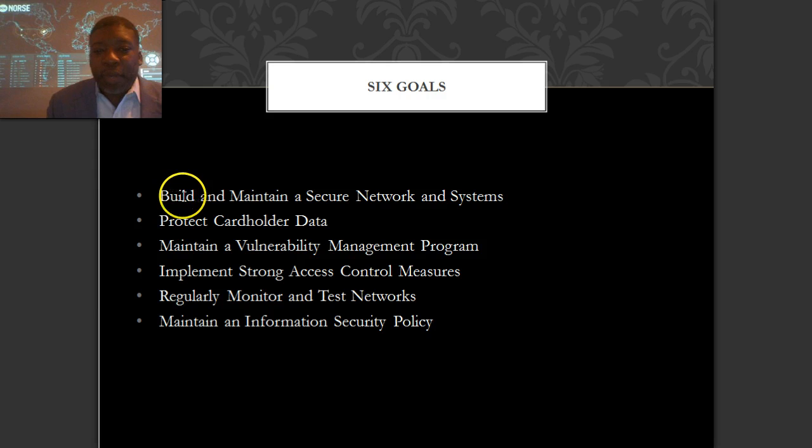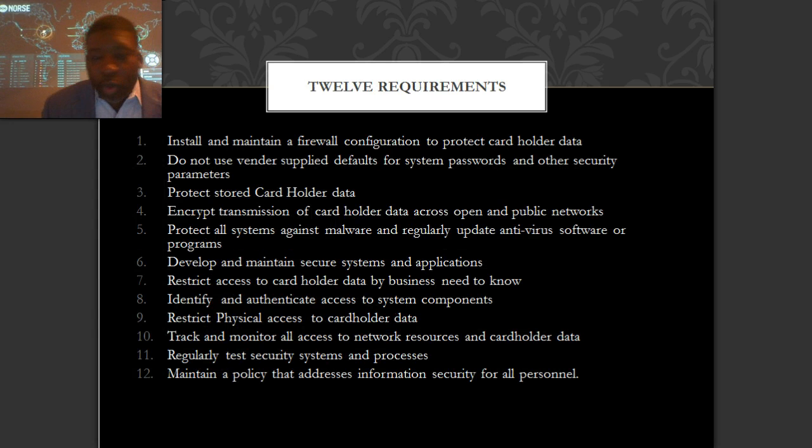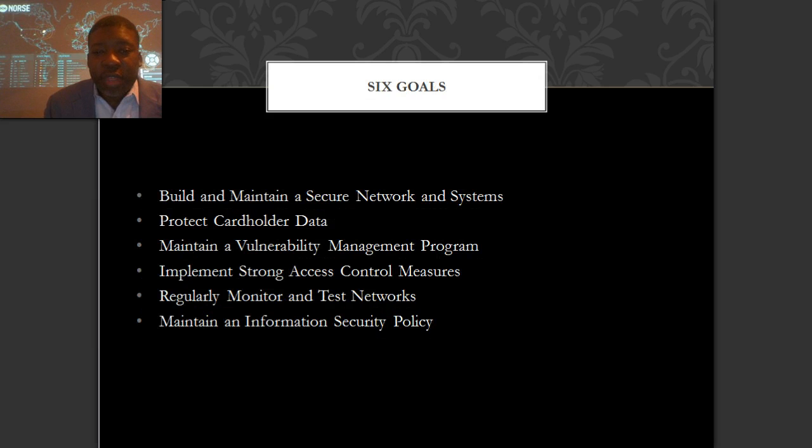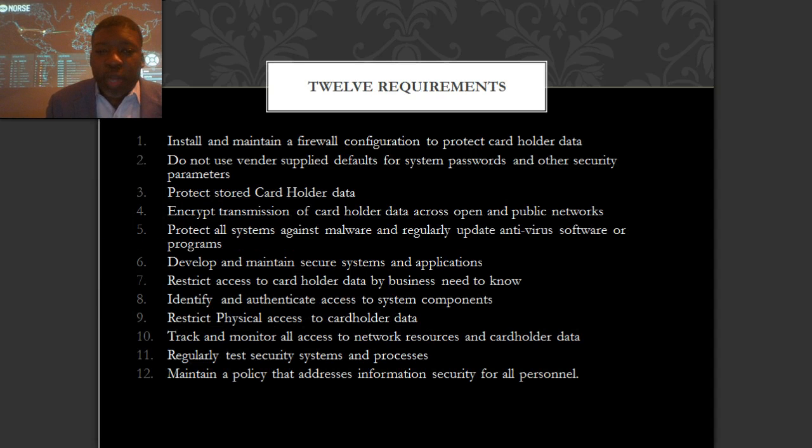So this first one, build and maintain a secure network and systems. Well, let's look at our 12 standards or requirements. The first 2 align with this: build and maintain a secure network and systems, and protect cardholder data. So 1 and 2 align with that one. Number 1, install and maintain a firewall configuration to protect cardholder data, and do not use vendor supplied defaults for system passwords and other security parameters.